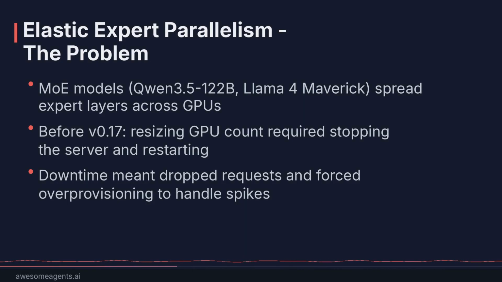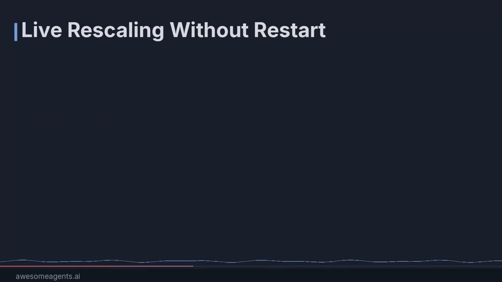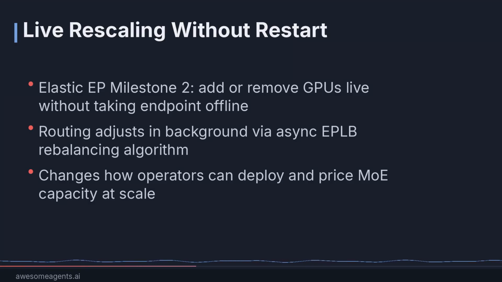Okay, so let's talk about the other big feature because I think this one is actually more consequential for production teams, the Elastic Expert Parallelism thing. Yes, this is the one I'd tell a production engineer to read carefully. So MoE models, mixture of experts models, spread their computation across multiple GPUs. And until now, if you wanted to change how many GPUs you were using, you had to stop the server, reconfigure, and restart. Which means dropped requests, service interruptions.